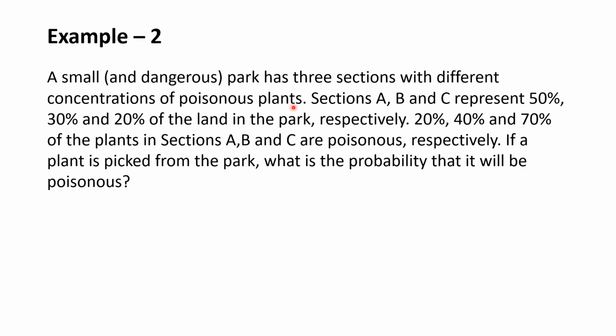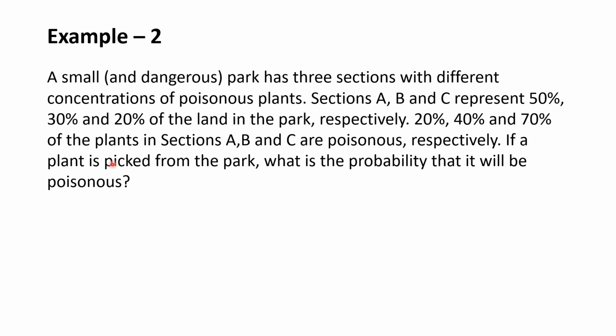And so the park has been divided into 3 sections, A, B, and C, and it still has these plants that are poisonous to eat. Section A is 50% of the park, Section B is 30% of the park, and Section C is 20%. And the percentage of poisonous plants varies based on the section. Section A has 20% poisonous plants, Section B has 40% poisonous plants, and Section C has 70% poisonous plants.